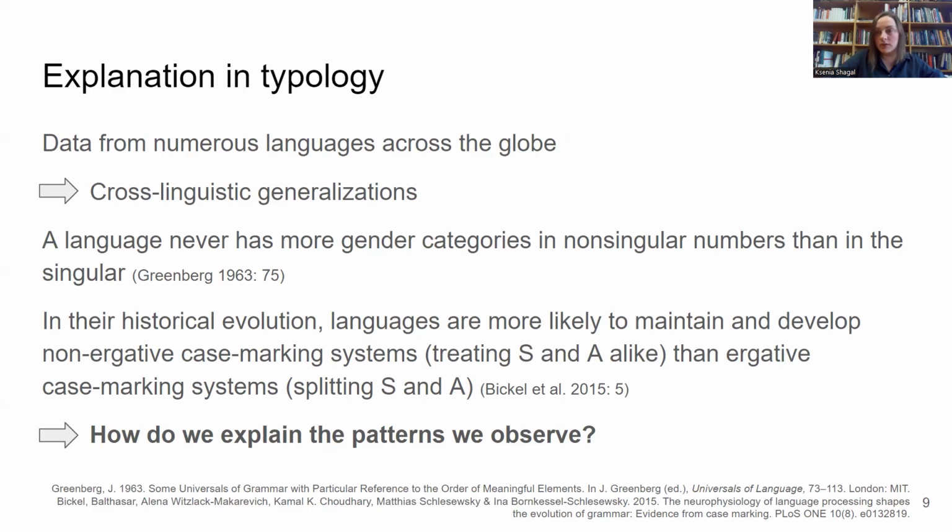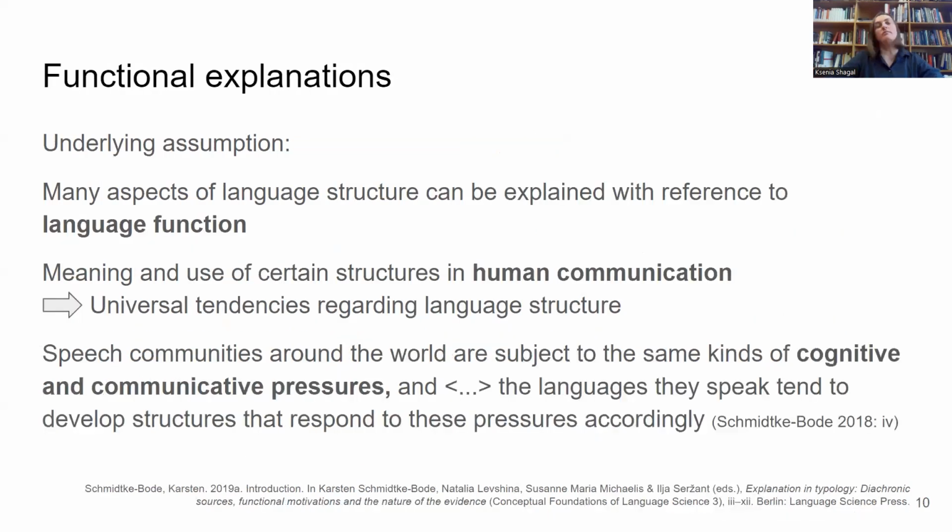And well, a natural next question is, how do we explain the patterns we observe? So we have established that something takes place, that something is true for all or most of the world's languages. So now we are looking for explanations. And probably the most common and the most well-established type of explanations in linguistic typology are functional explanations.